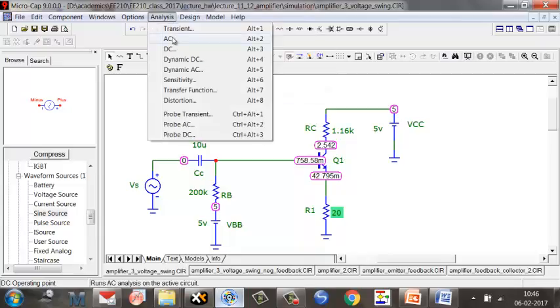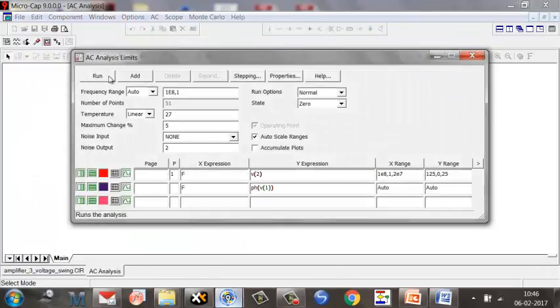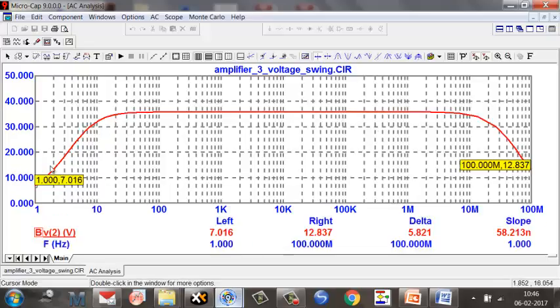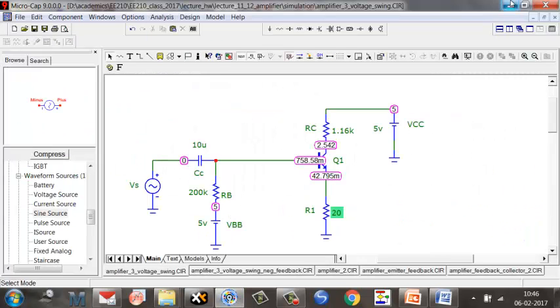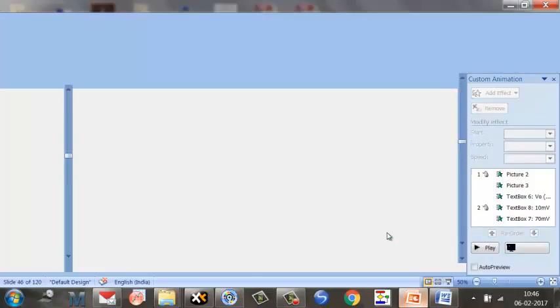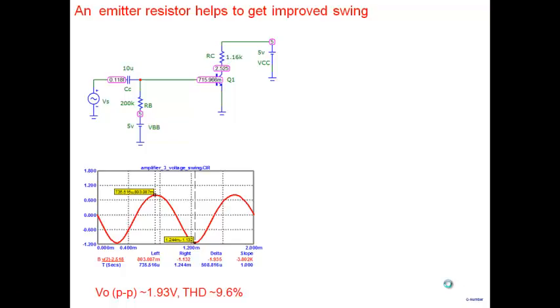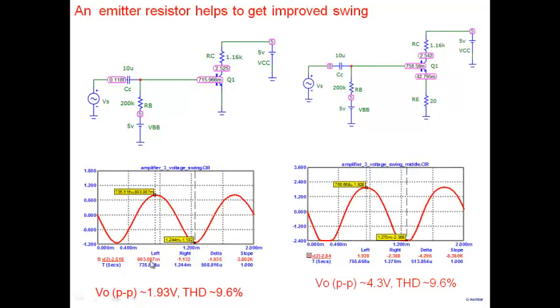How much was the gain earlier? 95. So let's look at the gain. 35. The small resistor caused the gain to decrease by almost a factor of 1/3. The gain dropped by 1/3, but we got good output voltage swing, 4.3, which is now coming close to 5 volts. 5 volts was the maximum peak to peak swing that you can get here.